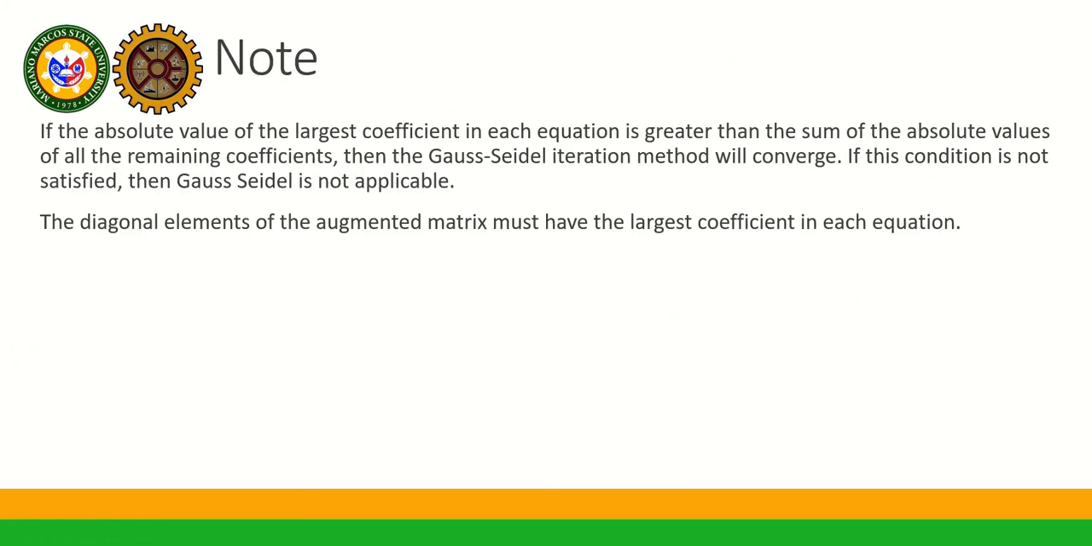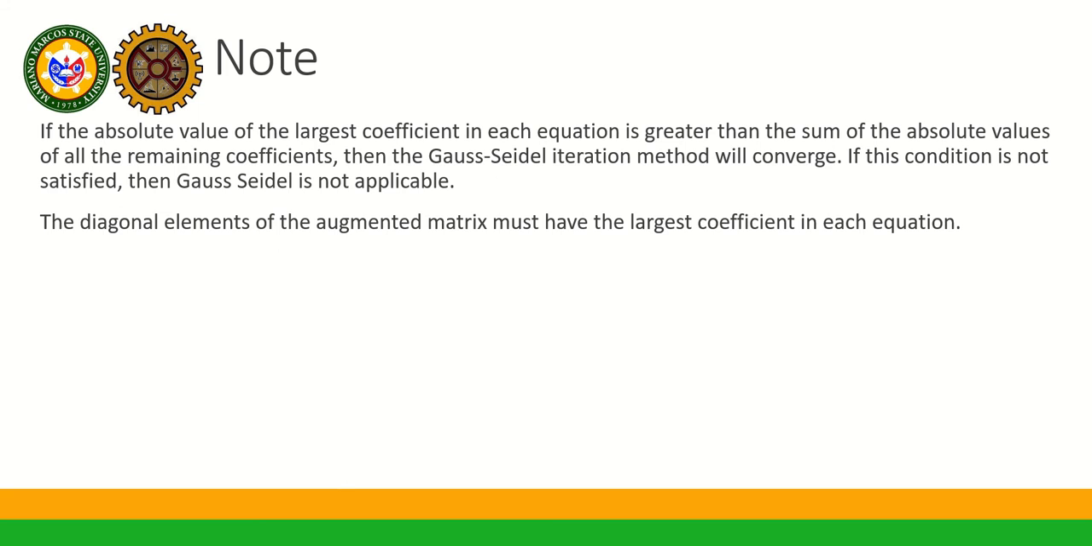And then, important note: if the absolute value of the largest coefficient in each equation is greater than the sum of the absolute values of all the remaining coefficients, then the Gauss-Seidel iteration method will converge. If this condition is not satisfied, then Gauss-Seidel is not applicable.